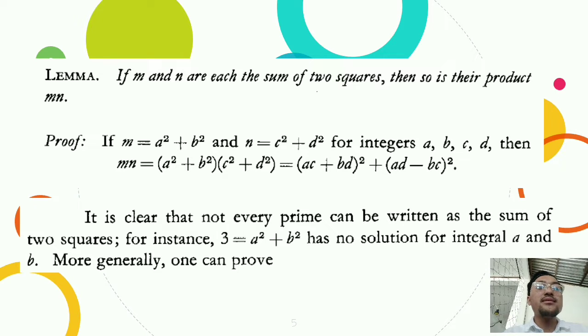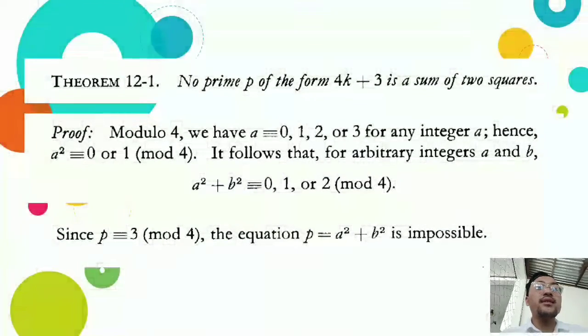It is clear that not every prime can be written as the sum of two squares. For instance, 3 equals a squared plus b squared has no solution for integral a and b. More generally, one can prove in Theorem 12-1 that no prime p of the form 4k plus 3 is a sum of two squares. Proof.